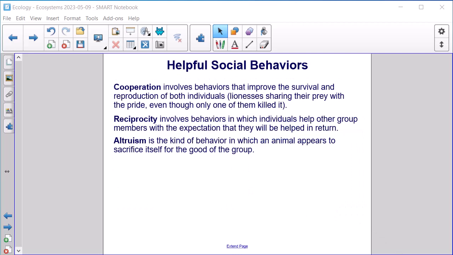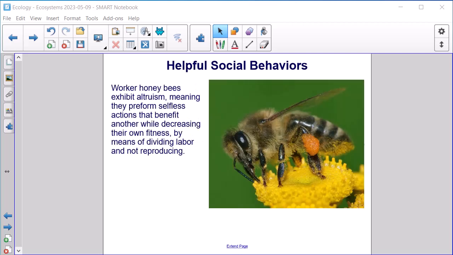Helpful social behaviors. Cooperation involves behaviors that improve the survival and reproduction of both individuals. Lionesses share their prey with the pride even though only one of them killed it. Reciprocity involves behaviors in which individuals help other group members with the expectation that they will be helped in return. Altruism is the kind of behavior in which an animal appears to sacrifice itself for the good of the group. Worker honeybees exhibit altruism, meaning they perform selfless actions that benefit another while decreasing their own fitness by means of dividing labor and not reproducing.